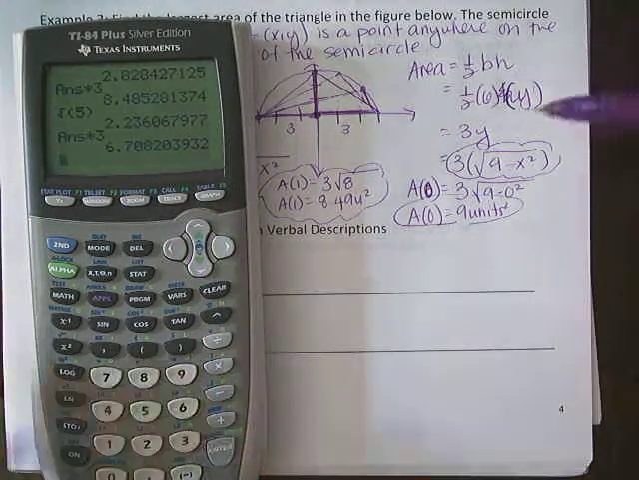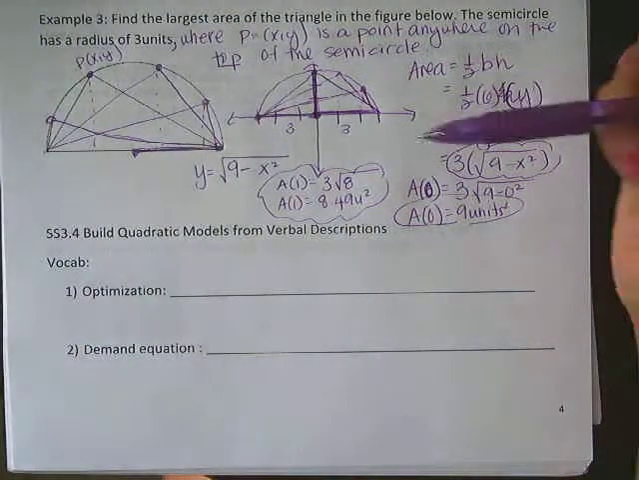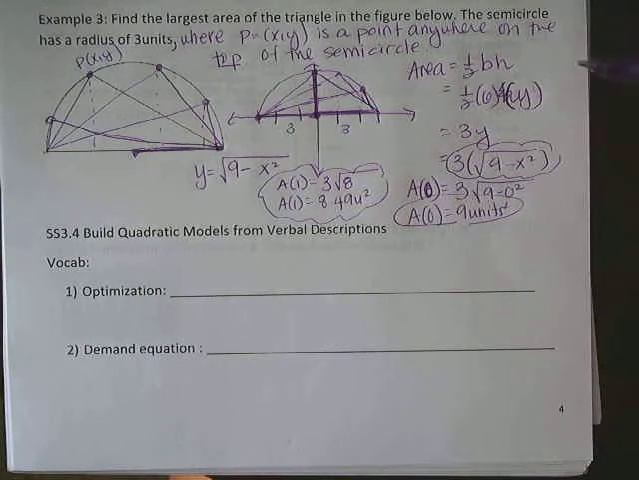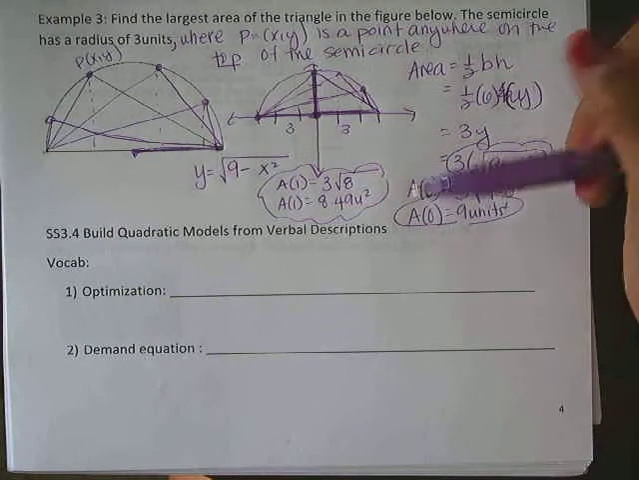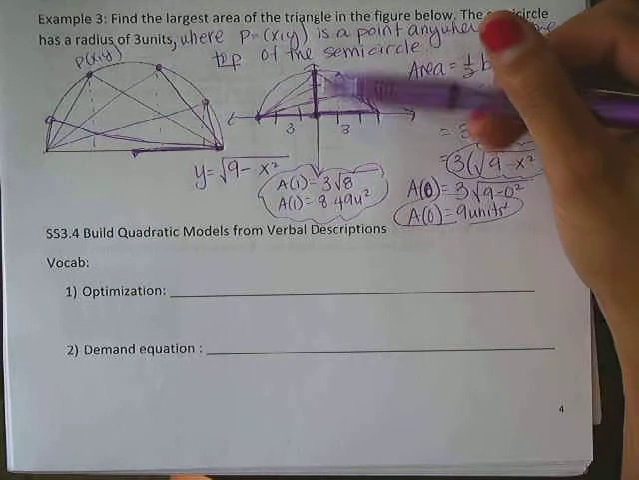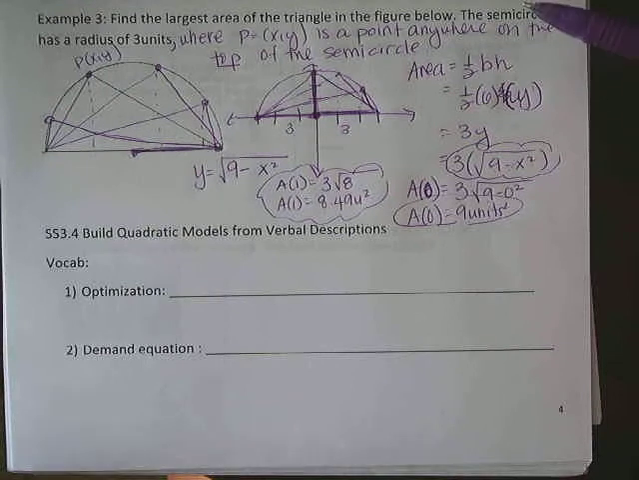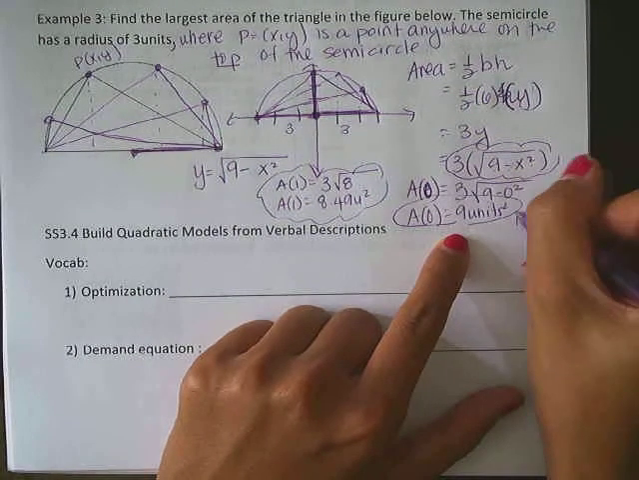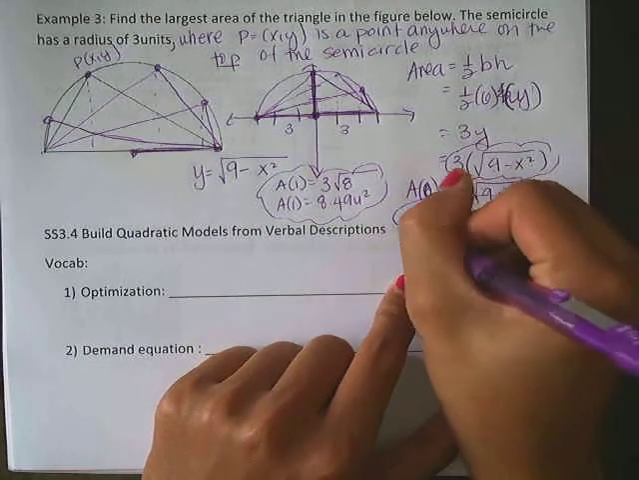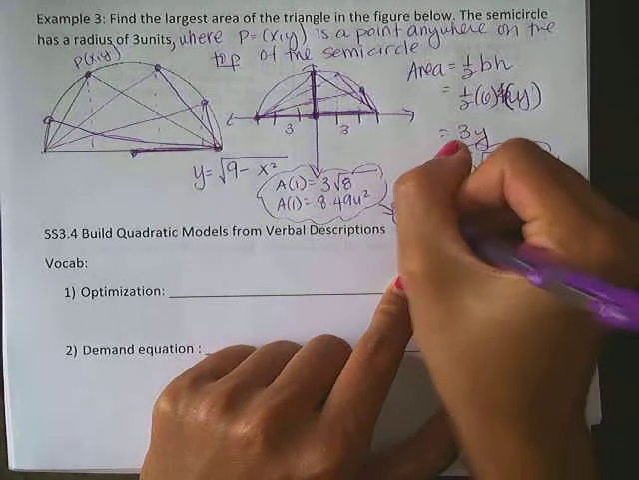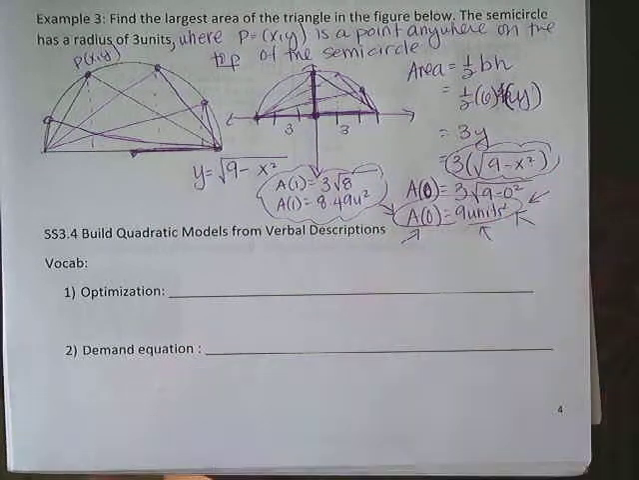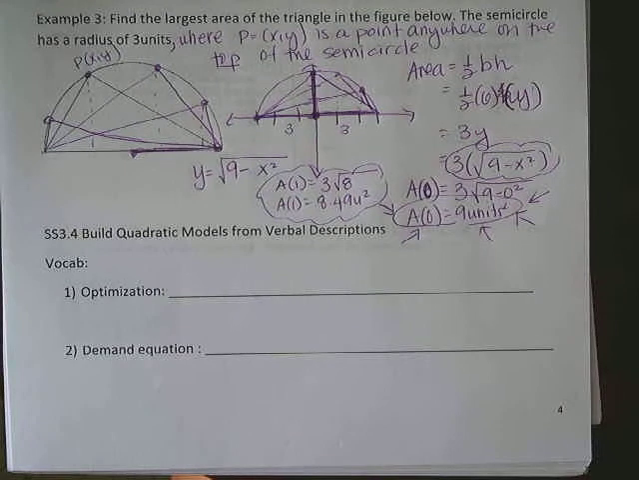So obviously, after testing out a couple of values, we can conclude that the area is largest when x is 0. When x is 0, the height is at its tallest, so therefore that gives us the largest area. So the largest area is 9 units squared. You have to write units squared. So this is our final answer right here. And that concludes the end of our notes.